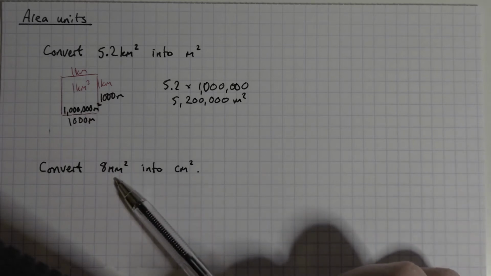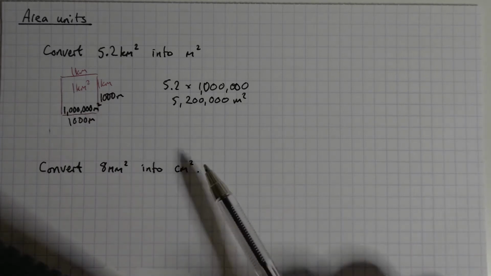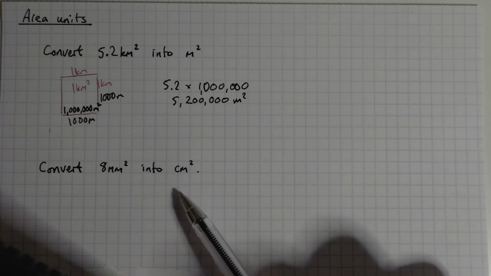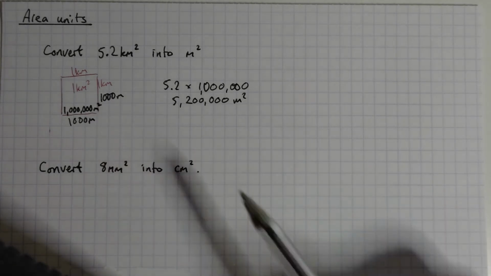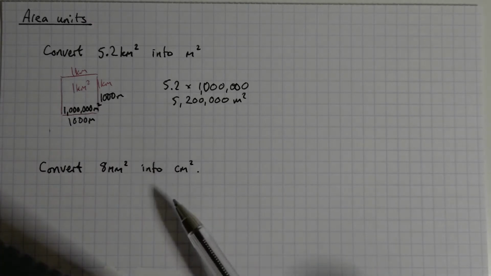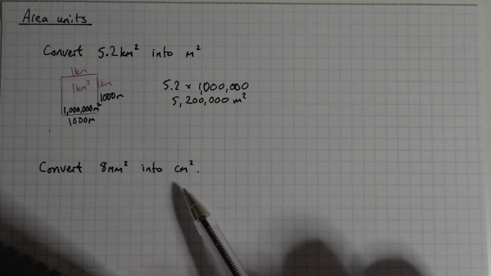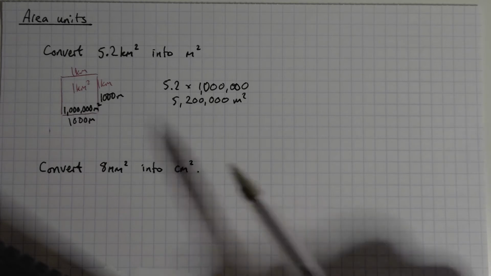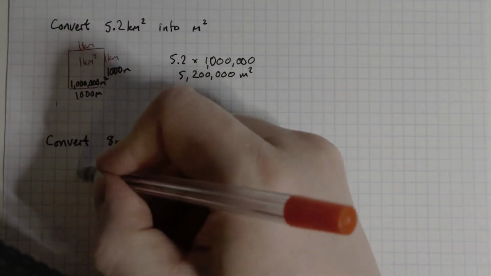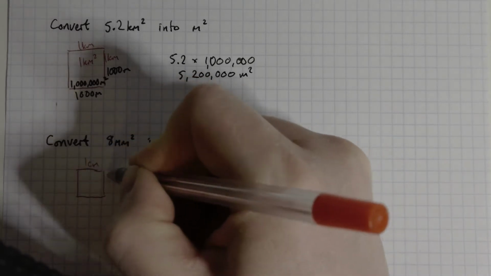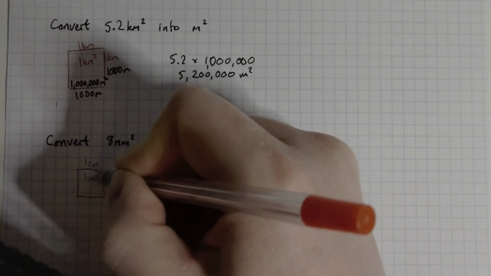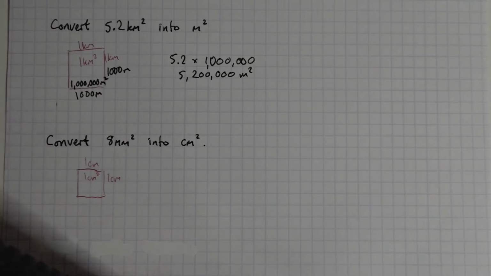Okay, in the same way, for this next question, I look at these two units. I've got square millimeters and square centimeters. I'm going to draw the larger of the two. You can do it where you draw the small one, but then you get decimals on the sides and it gets a bit confusing. So it's probably easier to just draw the larger of the two. The larger is a square centimeter. So let's draw a little diagram of a square centimeter.